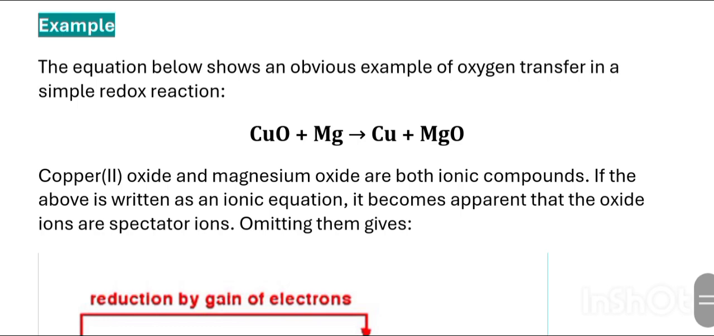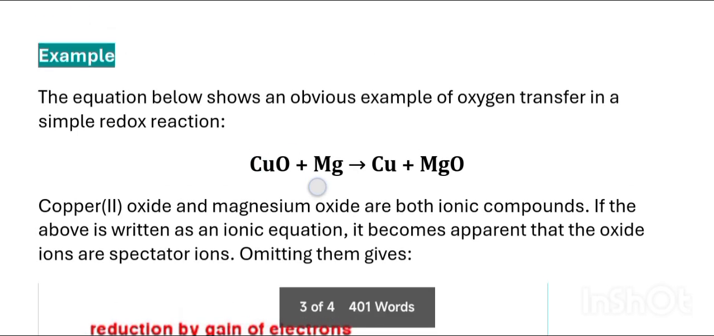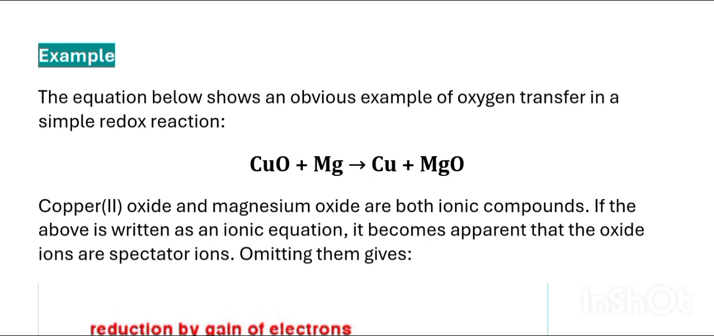Now here is an equation in which copper oxide is being reacted with magnesium to give copper and MgO. Now in this you can see here we have oxygen present and here oxygen is not present, so it means it is reduced. Here magnesium is present and here oxygen is present, so it is oxidized. This is the simplest oxidation.